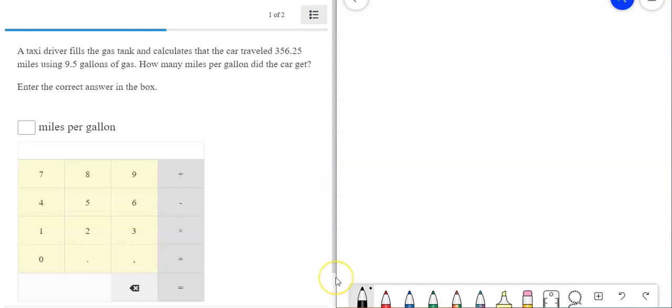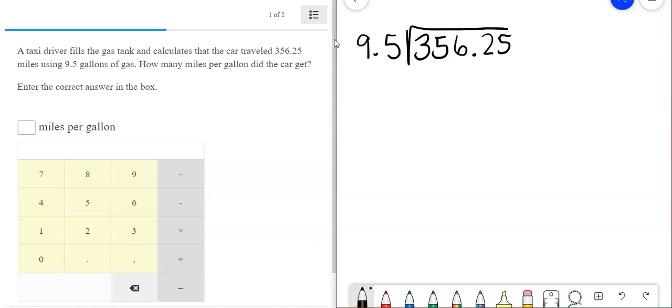Per, that's one way of knowing that we need to divide. So I'm going to take 356.25 and divide it by 9.5. Since there's a decimal on the outside, I need to move it over to right here. Since I moved this one once, I'm going to move this one once, and then I'm going to move it all the way up.